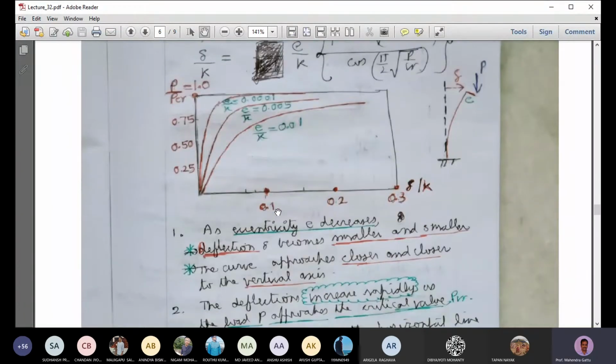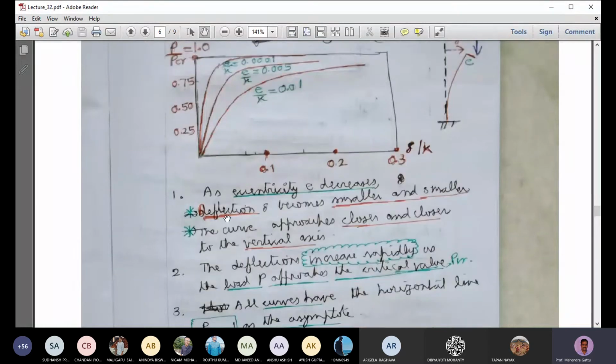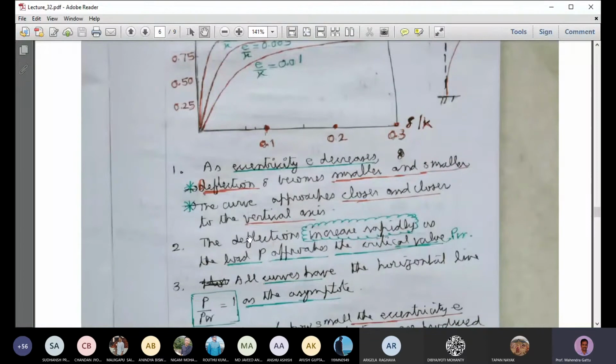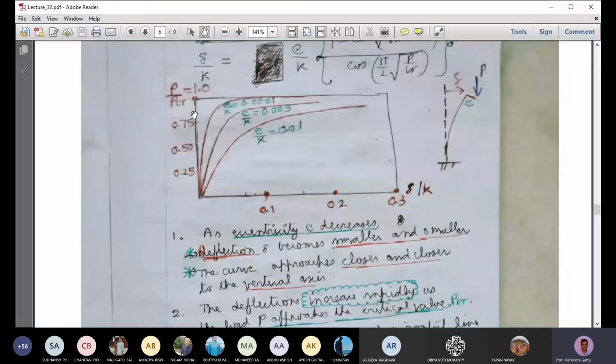So I'm summarizing that analysis one more time here. As eccentricity E decreases, the deflection delta becomes smaller and smaller. The curve approaches closer and closer to the vertical axis. So as we decrease E, the curve is getting closer and closer to the y-axis. And secondly, the deflections increase rapidly as the load P approaches the critical value. So as P increases and we reach P critical, the deflections are blowing up. They are increasing at a very rapid rate.